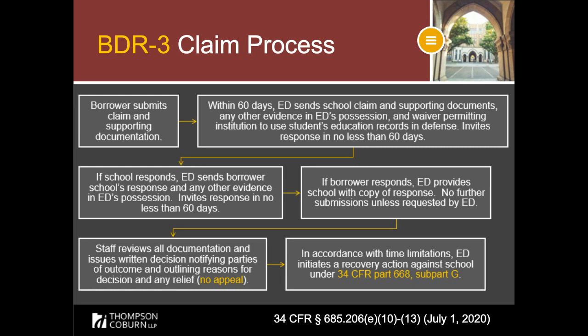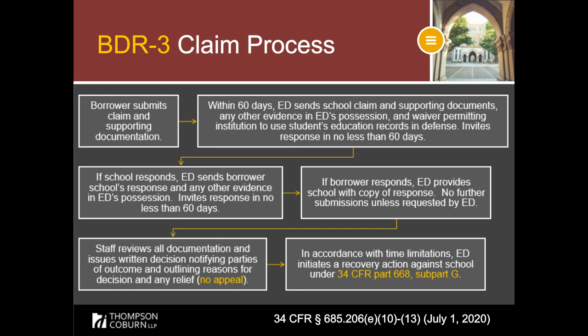The department gets 60 days to reach out, the school gets 60 days to respond, and then the borrower gets 60 days to offer a final reply, in which case the department provides the school with a copy of that final reply. And then there are no further submissions unless the department asks for it, right? So the borrower files the application, the school gets to respond, the borrower gets one more chance to reply, and the school gets a copy of that reply.